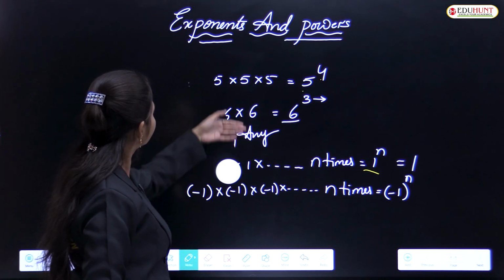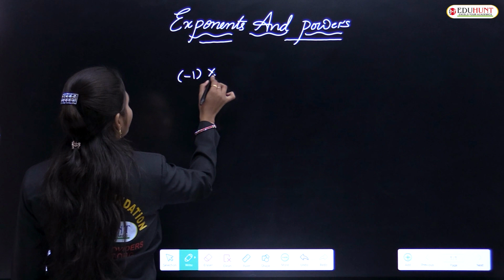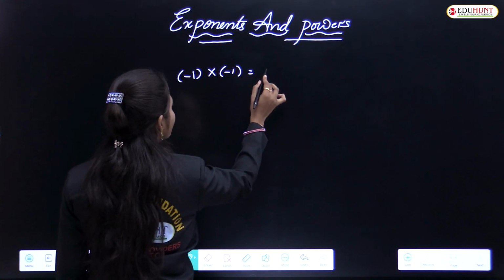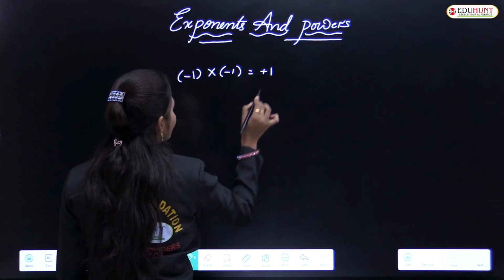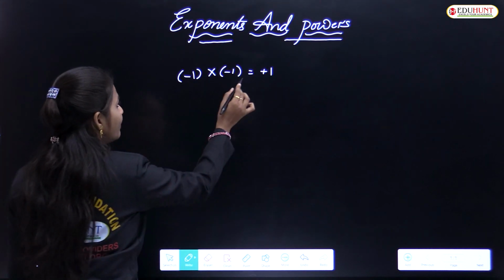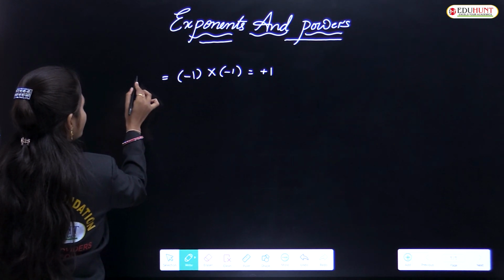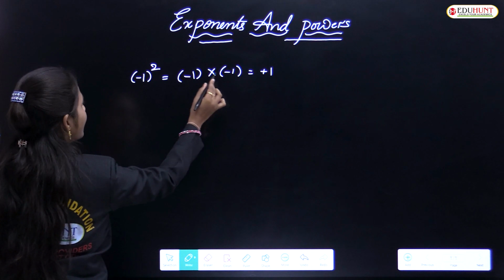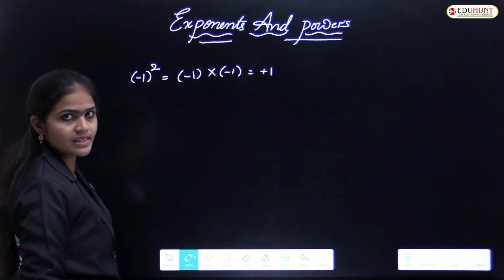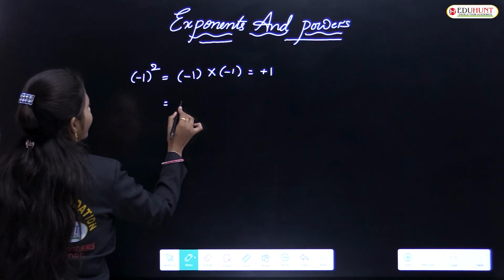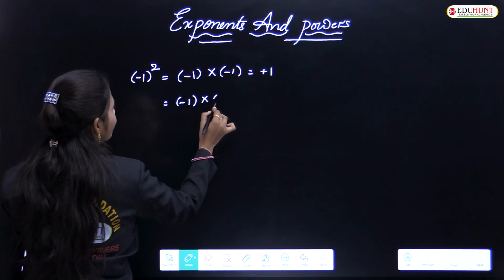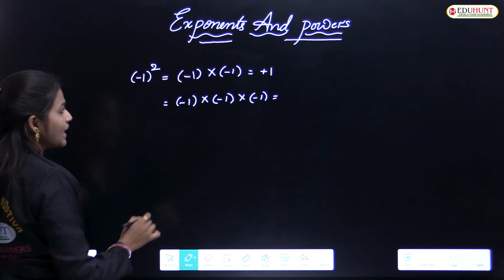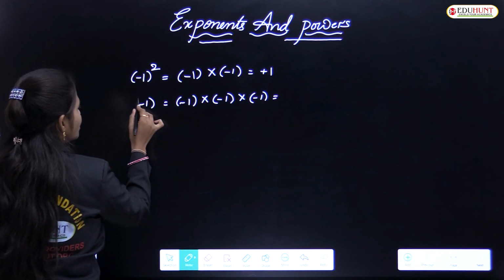So see here, minus 1 into minus 1. We will write this as minus into minus is equal to plus, 1 into 1 is equal to 1. Clear? And we will express this in exponential form as minus 1 square, which means minus 1 is multiplied by itself 2 times. Okay, now minus 1 multiplied by itself 3 times.